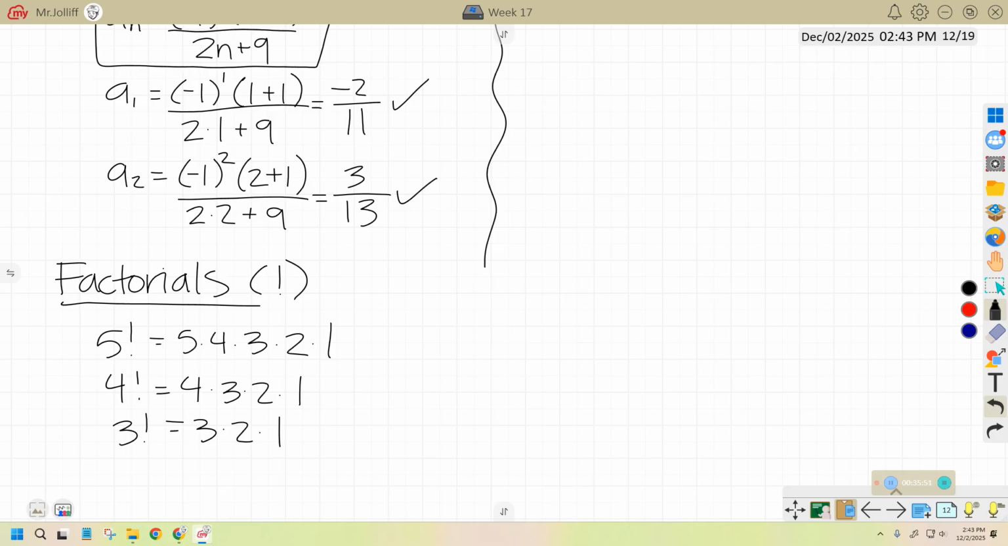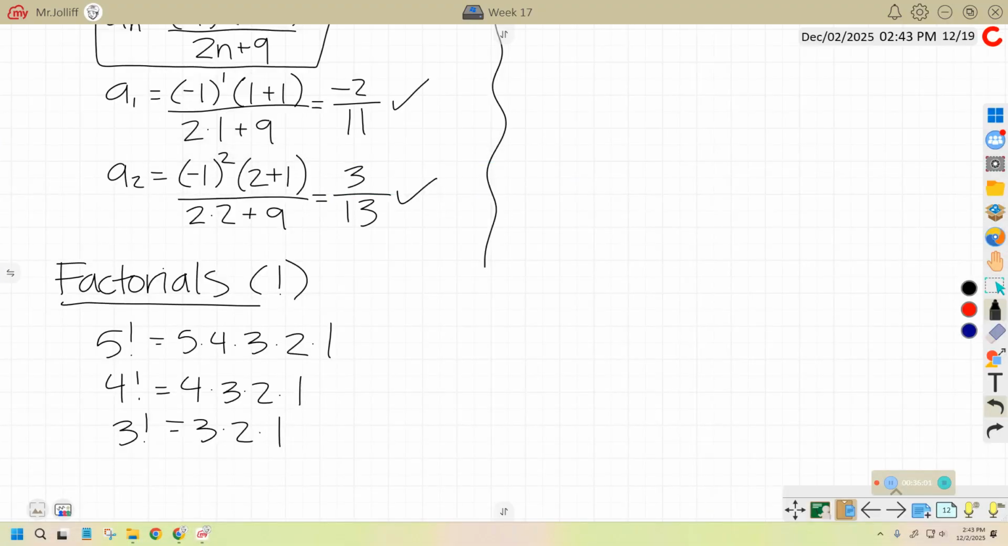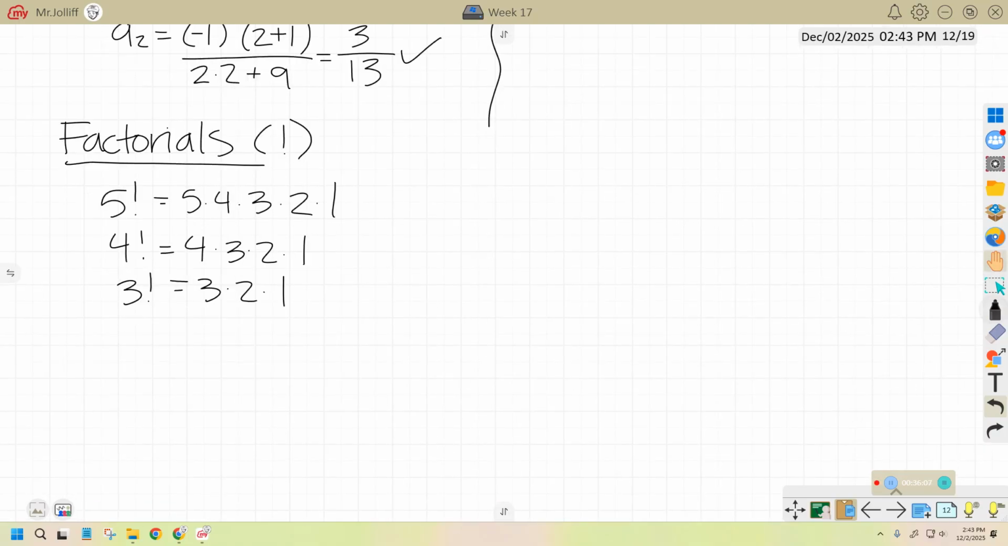So 10 factorial would be 10 times 9 times 8 times 7 times 6, all the way down to 1. Good. So I'm going to write the formula for it. Define it. n factorial is n times n minus 1 times n minus 2 all the way down to 2 times 1.